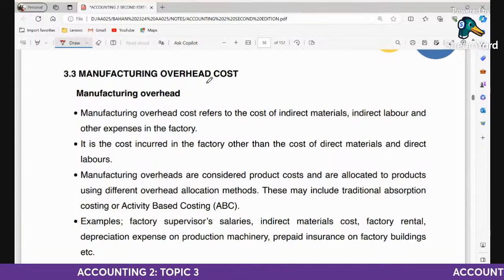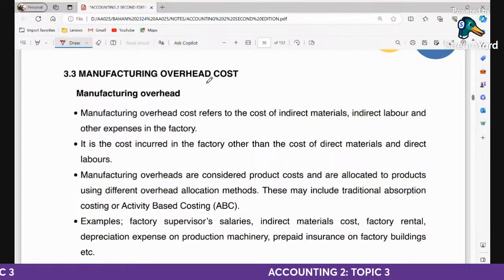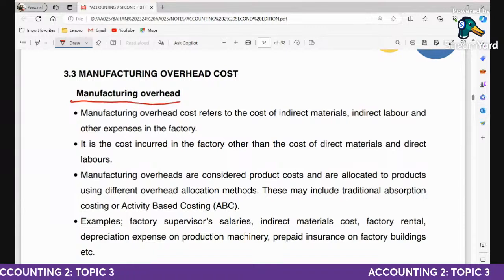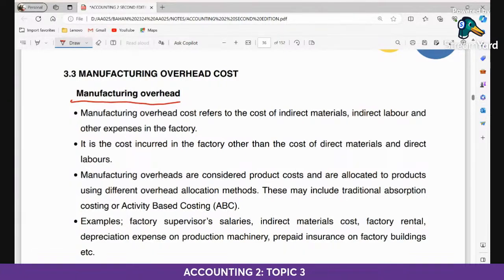So now we have the definition. Okay, macam biasa. I already explained this in topic 2. All right, so manufacturing overhead. Okay, apa saja kos yang berlaku dalam kilang?